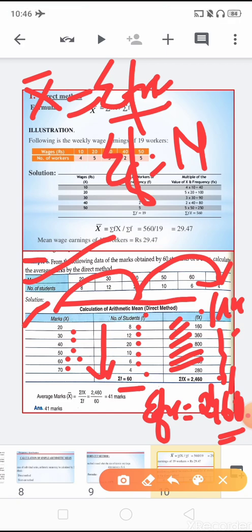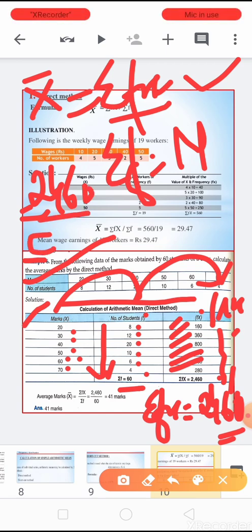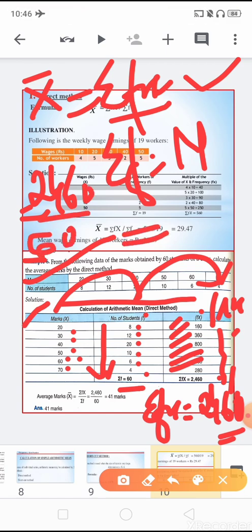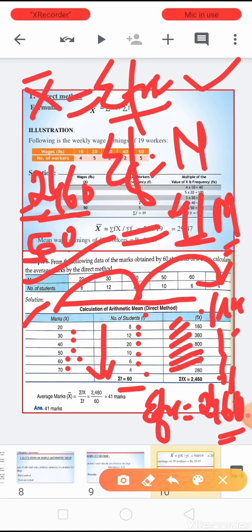So it is very easy now to calculate the arithmetic mean. The formula is sigma fx upon sigma f. So sigma fx is 2460, and the summation of frequency is 60. So 2460 divided by 60 comes to 41. So 41 is the average marks of the 60 students obtained from the various exams. So children, this is the way we need to calculate the arithmetic mean by the direct method.